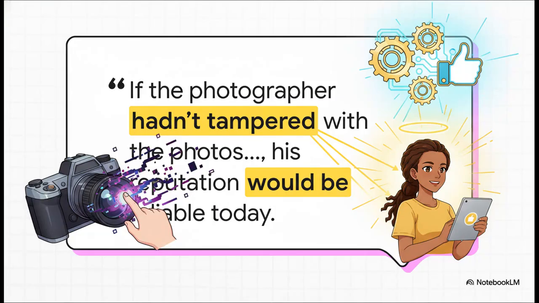Here we go. A perfect example. Just look at the structure. If the photographer hadn't tampered, that's our past perfect condition, something that did or didn't happen back then. And the result of that? His reputation would be reliable today. Bam, a present result. That past action has a direct, hypothetical impact on his reputation right now.